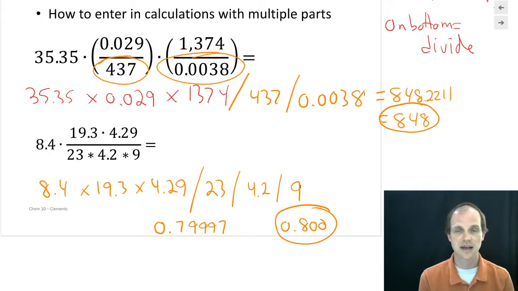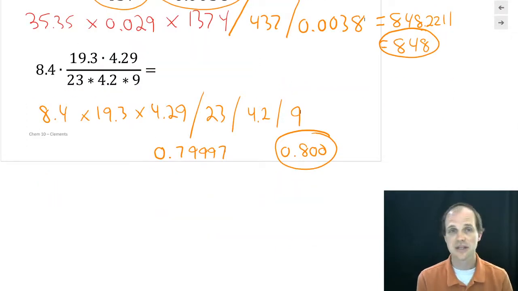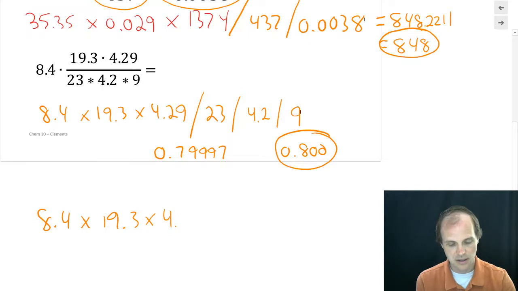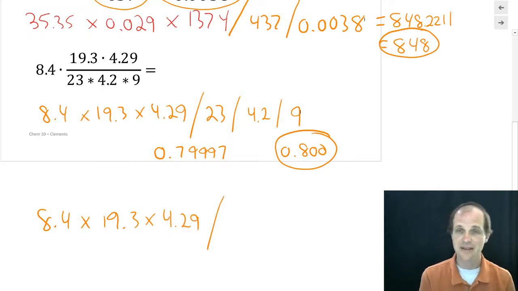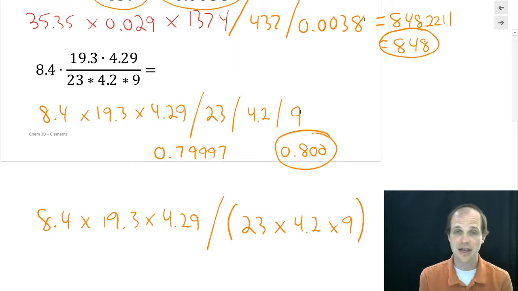Anything on the top gets a multiply, anything on the bottom gets a divide. For those of you who are uncomfortable with that rule, we can use parentheses. You don't generally need to if you're just multiplying on top, so I'm going to put the top stuff in the same way. But on the bottom, if you like to, you can use a set of parentheses and then times. And so I'm going to put a parentheses there, and then 23 times 4.2 times 9. And you can put that into your calculator too, and you should get the exact same answer. It's a good thing to try.